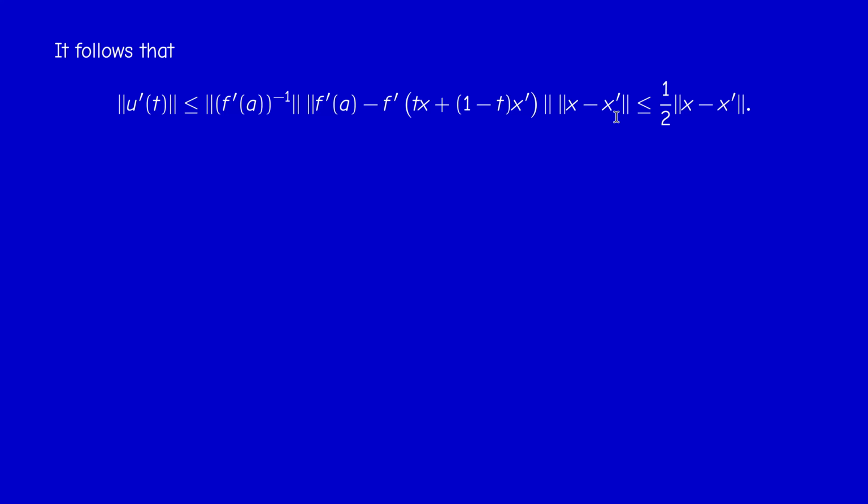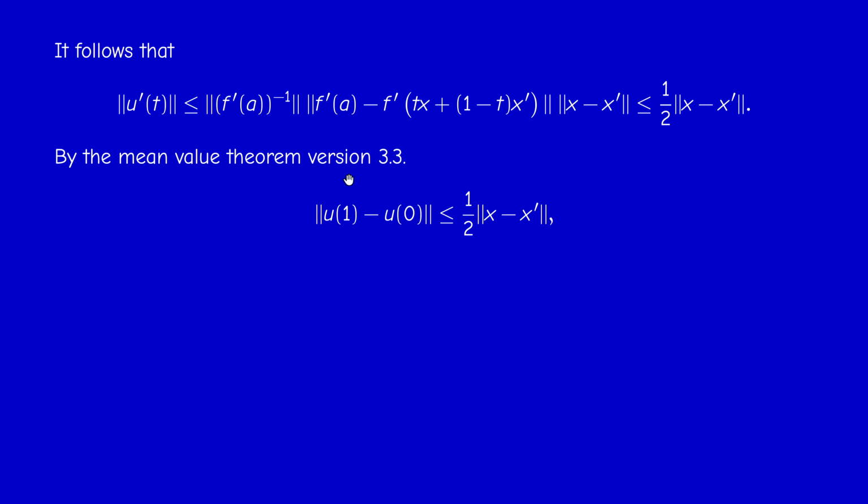And by our choice of alpha, since x and x prime are both in the closed ball of center a and radius alpha, then this convex combination is in the ball. So according to our definition, this quantity is less than 1 over twice this norm. So this product is less than 1/2. You take this to be zeta if you like. And now by the mean value theorem 3.3, u1 minus u0 is less than or equal to 1/2 times 1 minus 0.